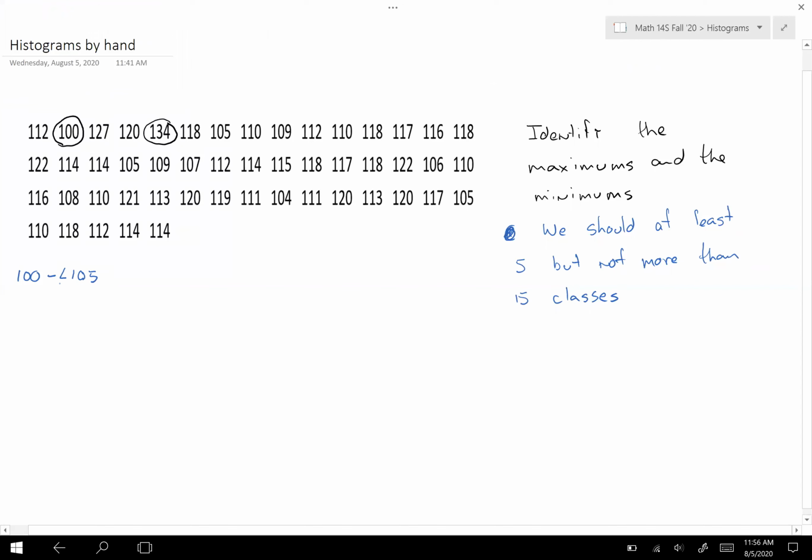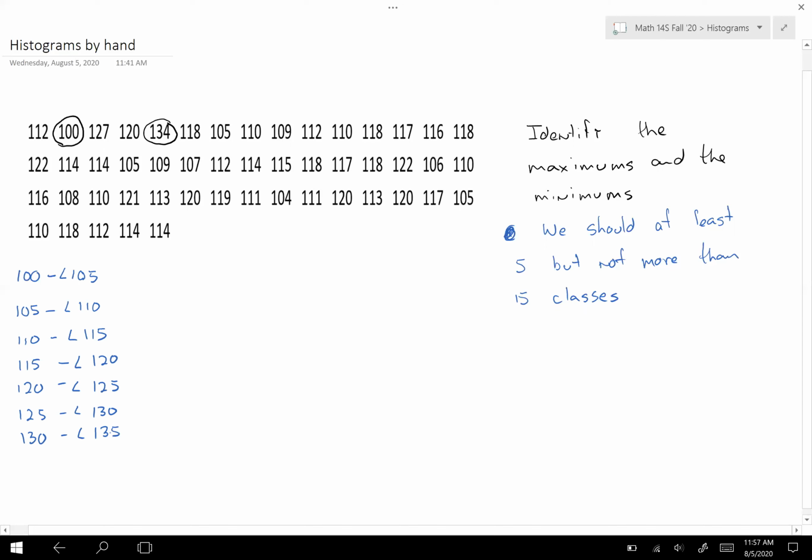I put a less than sign there. And then underneath, I'm going to go 105 to less than 110, 110 to less than 115, 115 to less than 120, 120 to less than 125, 125 to less than 130, and 130 to less than 135.